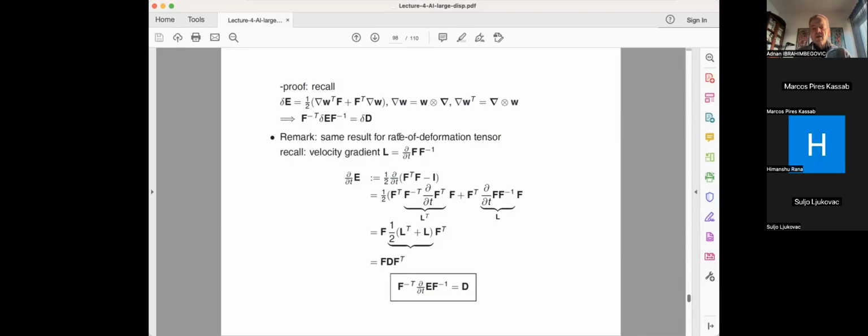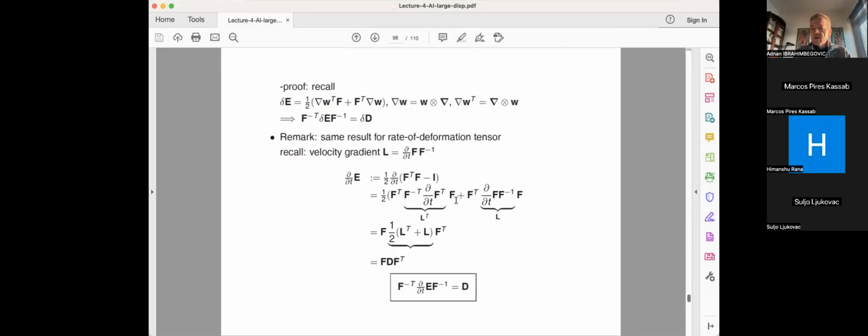So for example, if you're linearizing, you can get your rate of deformation tensor, introducing this velocity gradient to be F dot times F minus 1, and then taking the time derivative of your Green-Lagrange strain, given that this is 1/2 F transpose F minus 1, computing the time derivative, you get here F dot transpose times F, plus F transpose times F dot.